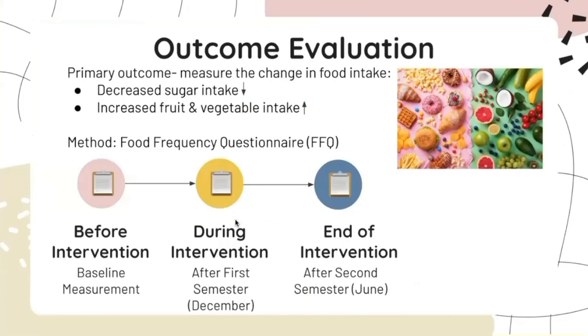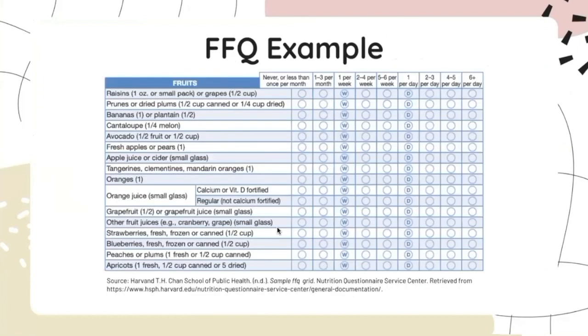Our primary outcome is to measure the change in food intake, specifically decreased sugar intake and increased fruit and vegetable intake, through food frequency questionnaires, aka FFQs. These will be given before the intervention, during the intervention, after the first semester, and at the end of the intervention after the second semester. The FFQ will contain a list of common foods, and students will self-report their intake behaviors to get an estimate of their average dietary patterns.